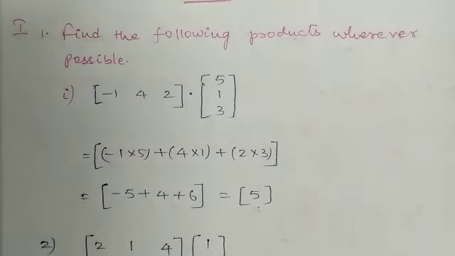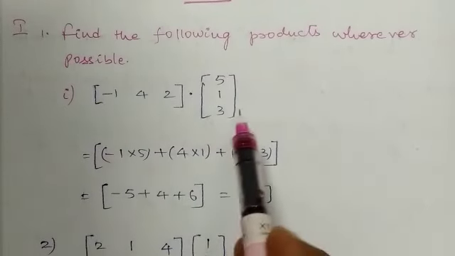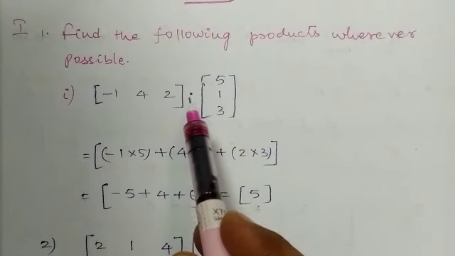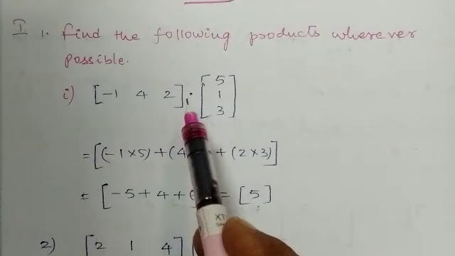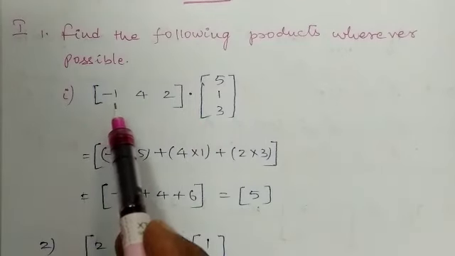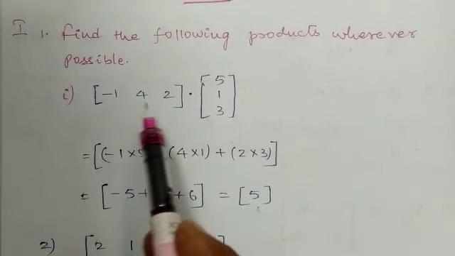We know when matrix multiplication is possible. These two matrices are needed to multiply. Now we see whether possibility is there or not. For that, what is the order of this matrix?